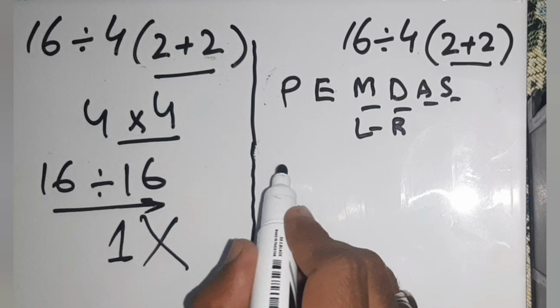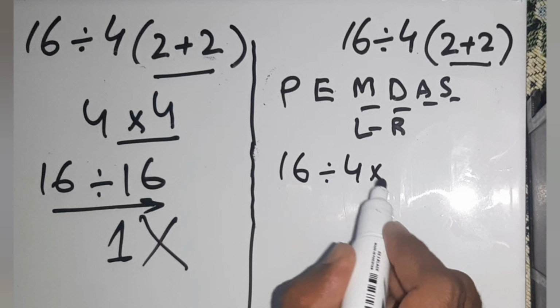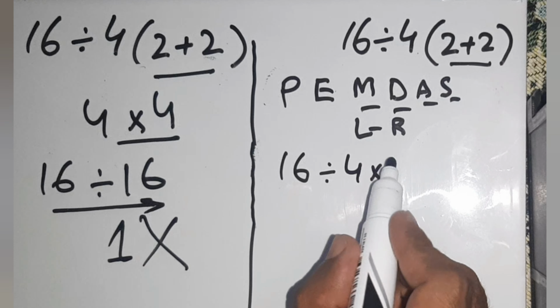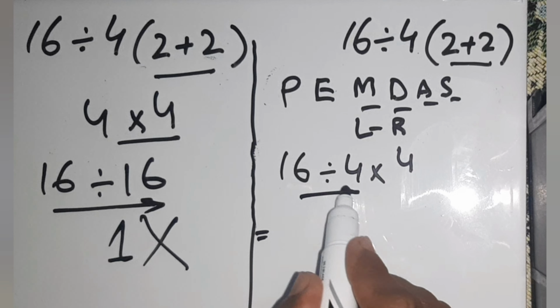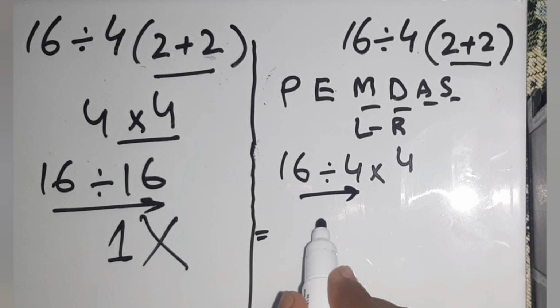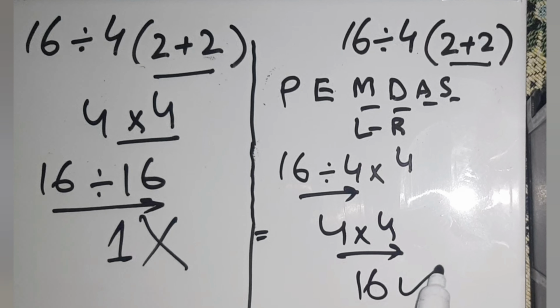First we do parentheses. 16 divided by (4 times 2 plus 2) gives us 4. Now division and multiplication have equal priority, so from left to right, first we do division. 16 divided by 4 gives us 4. Finally 4 times 4 gives us 16. This is the right answer.